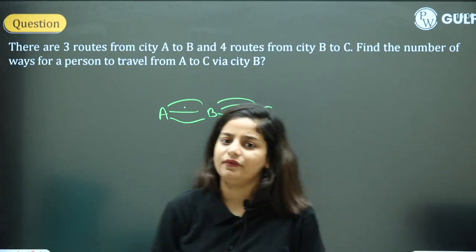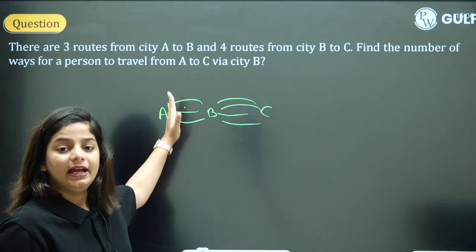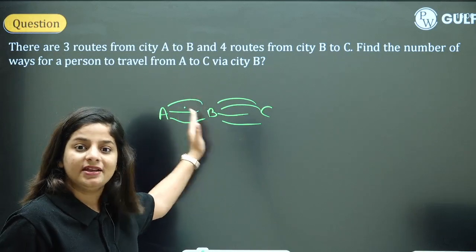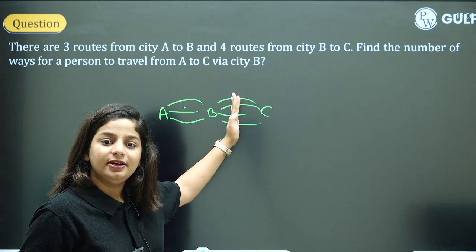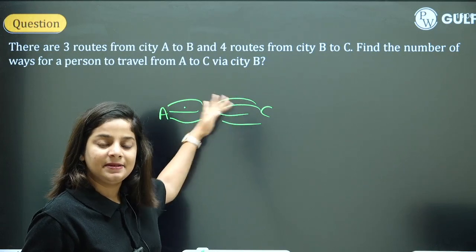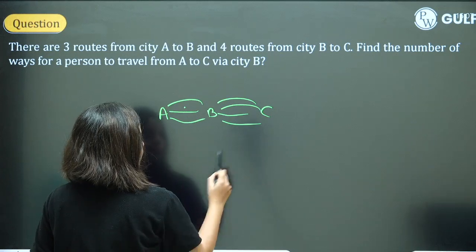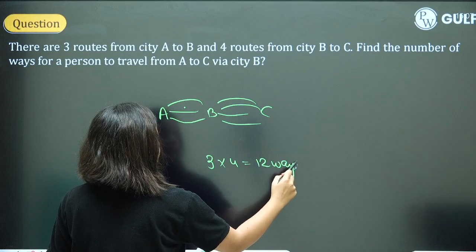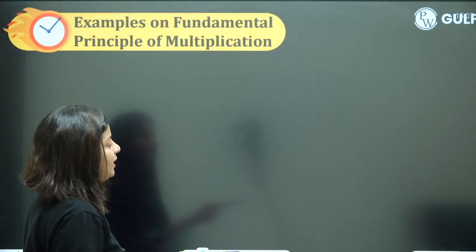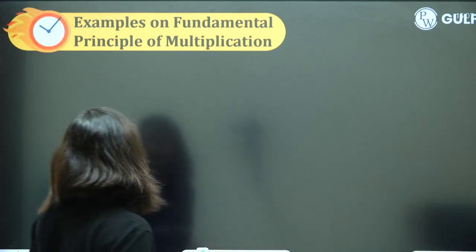Find the total number of ways a person can travel from A to C. Now, if a person has to travel from A to C, the person has to pass through B. There is no direct shortcut way, right? So A, B, C all are dependent. A is dependent on B, B dependent on C. Dependent events, 3 into 4. 3 ways into 4 ways, simply 12 ways are there in which a person can travel from A to C via B. Next, fundamental principle of multiplication.